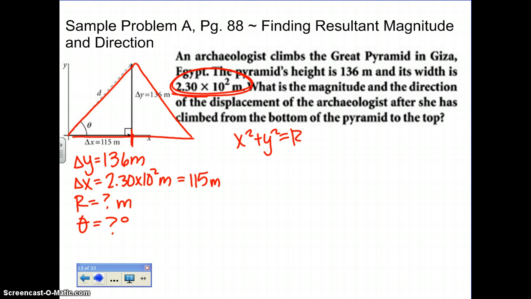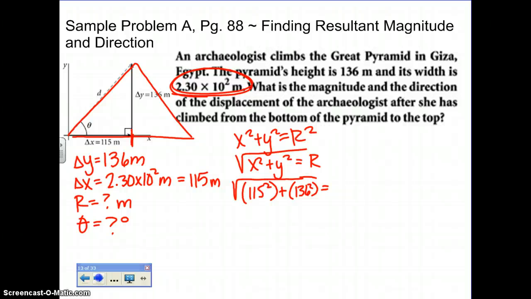Magnitude would simply be you using your Pythagorean theorem. So you would have the square root of x squared plus y squared equals r. Calculators, please. So that would be 115 squared plus 136 squared equals square root second answer equals, you should see 178.10 on your calculators. Looking back at your givens, the numbers that were given to you, you see that you want 3 sig figs. So therefore your final answer should be 178 meters equals your resultant magnitude.